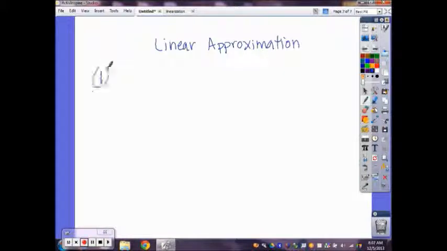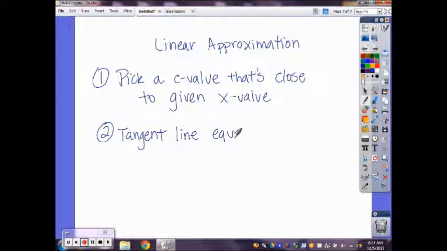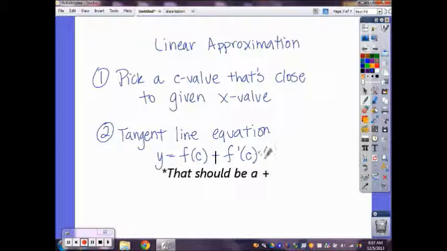First thing, you pick a c value that's close by. So that's when we chose c equals 16, so close to the given x value. Next, you find your tangent line equation at that c value. And that was where that formula, but it's not really a formula because you already know it, you've been working with it forever. Y equals f of c plus f prime of c times x minus c.